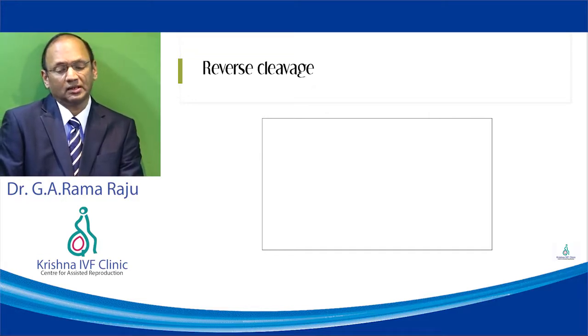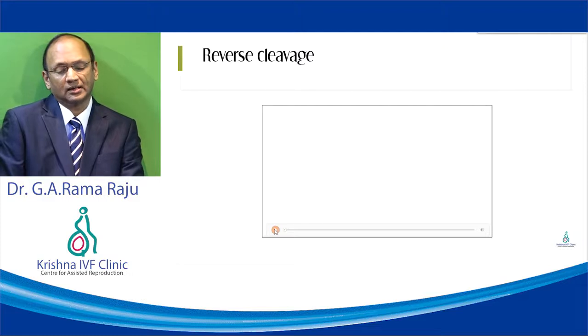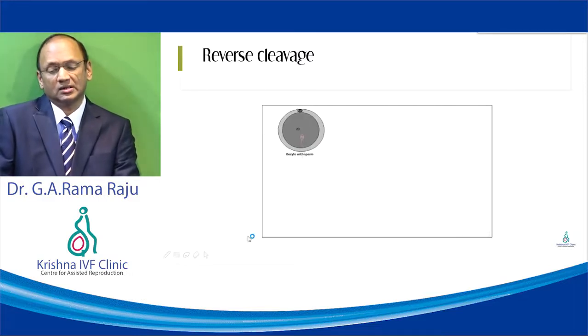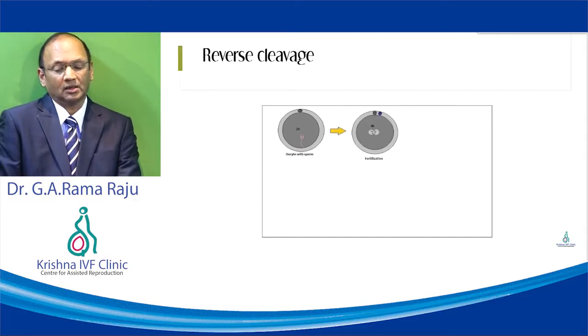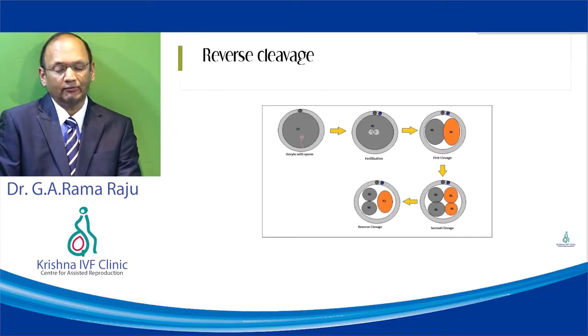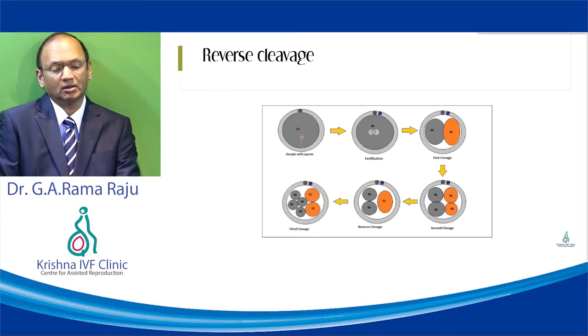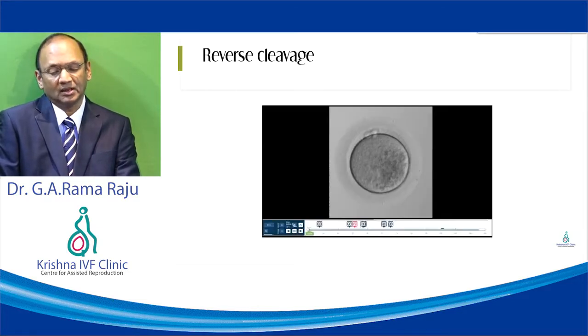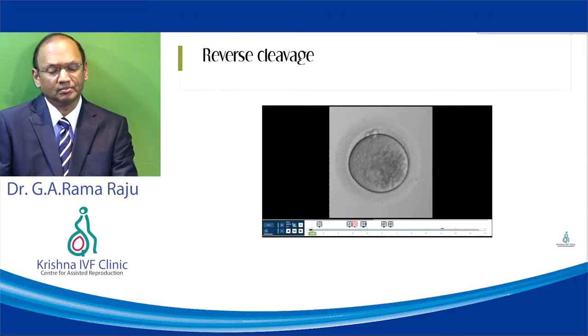And there is one more thing called reverse cleavage. That means a cell goes into the next cell division and then comes back to the previous cell division. Here you are seeing the 2PN. Here these two have fused together and the other cells went on ahead with the division. This is the same video of that graphics.